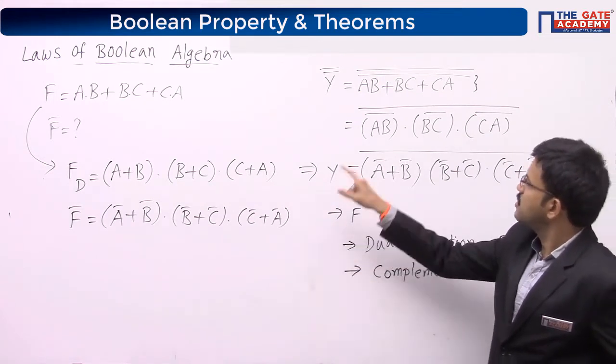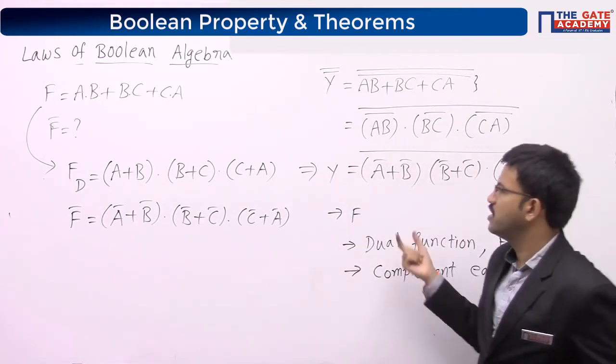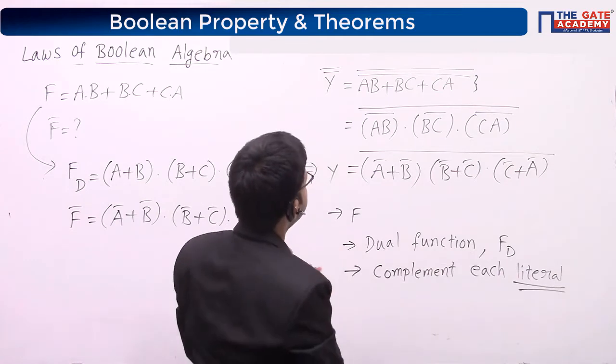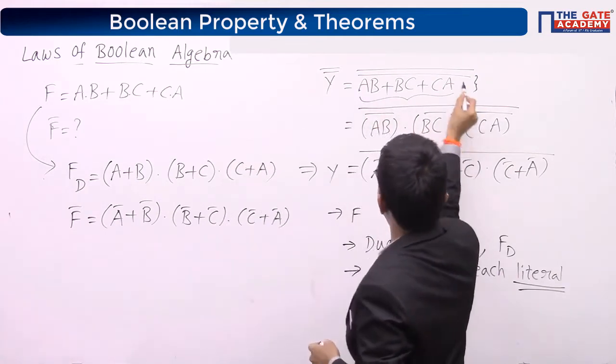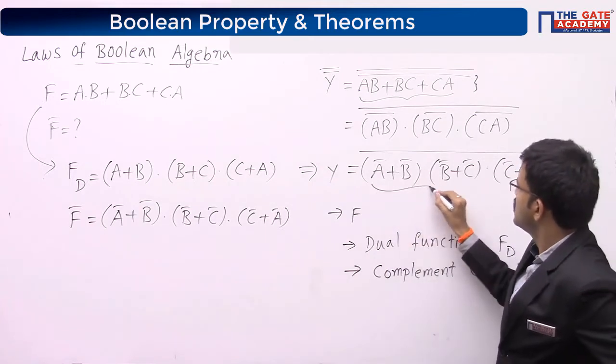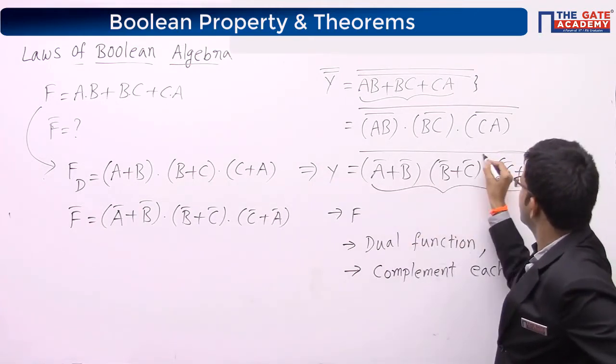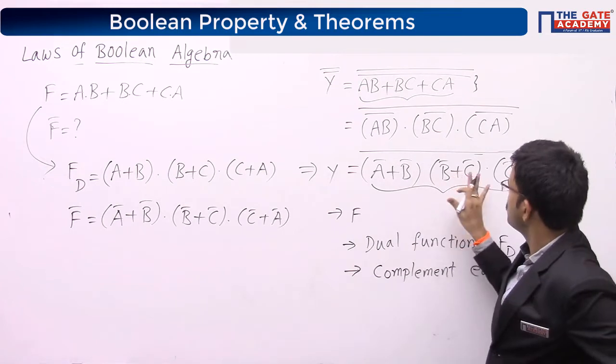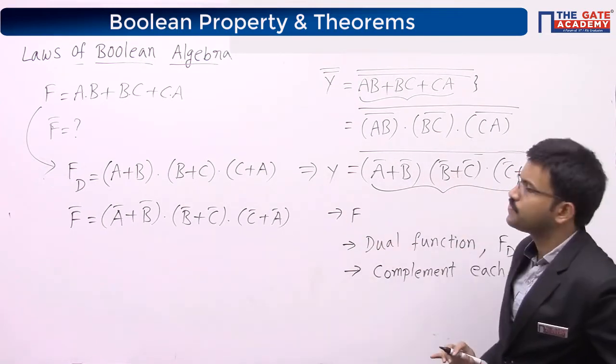So this is same as what? Here I have considered AB plus BC plus CA as F. I have applied complement, so I am getting inside this one, whatever you are having: (A bar plus B bar) and (B bar plus C bar) and (C bar plus A bar).